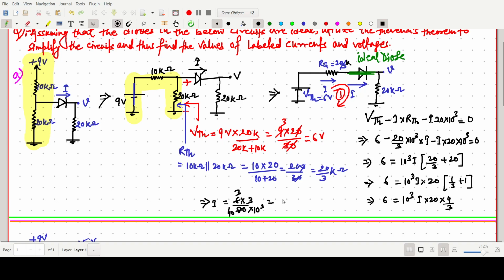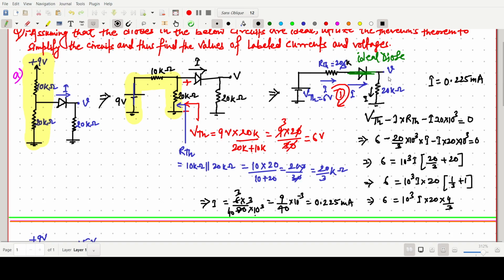Okay, so it should be around 9 by 40, and 10 to the 3 means 10 to the minus 3, so it should be 9 by 40. So if we calculate 9 by 40, it will come around 0.225, and this should be milliampere. So from this one we can easily find the current expression, that is our I in the circuit, 0.225 milliampere. Okay, the current which is flowing in this one will be this, I will be this.